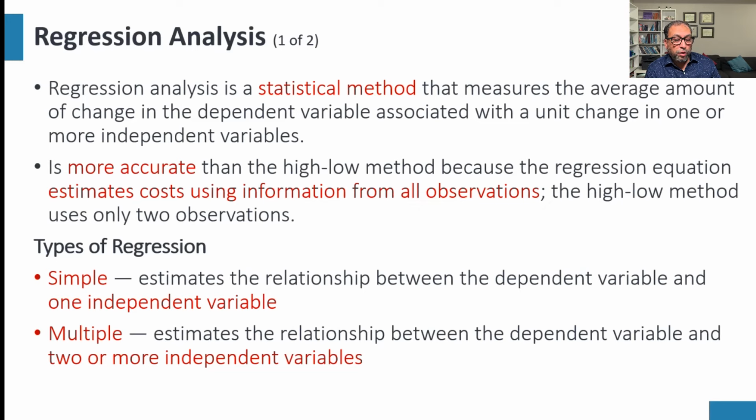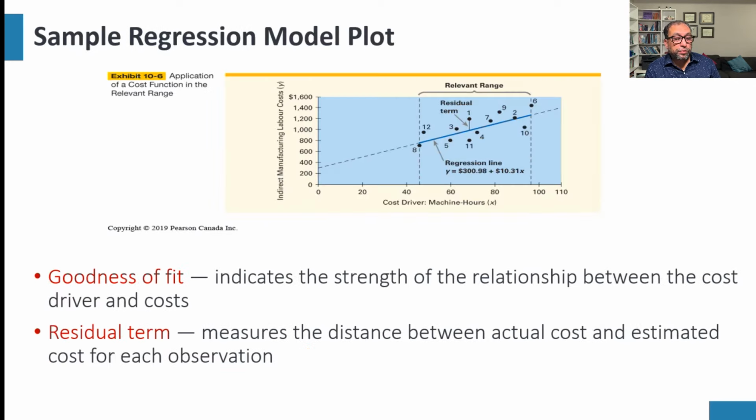Types of regressions: there are two types of regressions that we can run. One is simple, where there is one independent variable and one dependent variable. That is called a simple estimation between the dependent variable and the independent variable. But we can also run multiple regressions, estimating the relationship between the dependent variable and two or more independent variables. So we can use that as well.